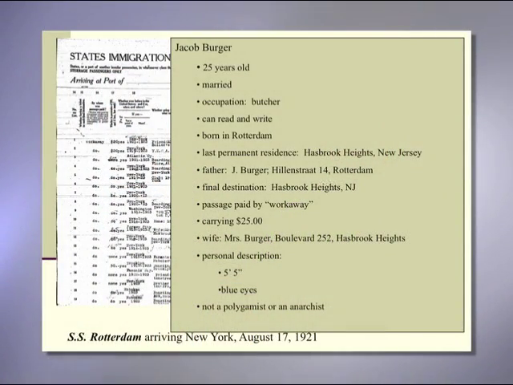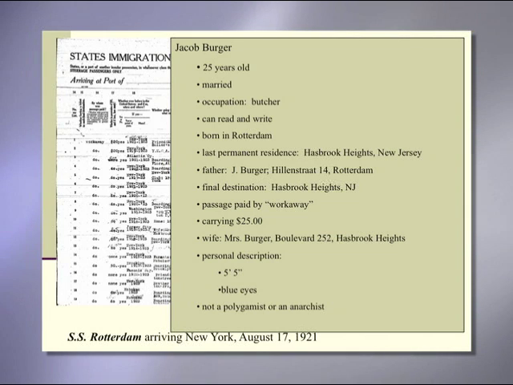This passenger list here is for the SS Rotterdam, which arrived into New York City on August 17, 1921. This one, instead of being a list of U.S. citizens, it's actually a list of aliens, and it tells you that at the very top of the page. And it gives you a whole lot of information about the passengers. Not only do you have page 1, but you're going to have a second page to this manifest, which will give you even more information about each passenger.